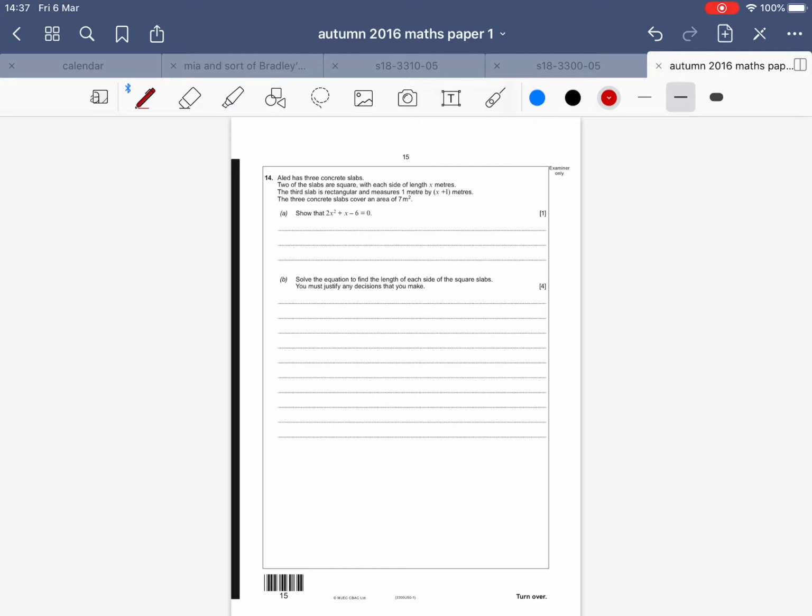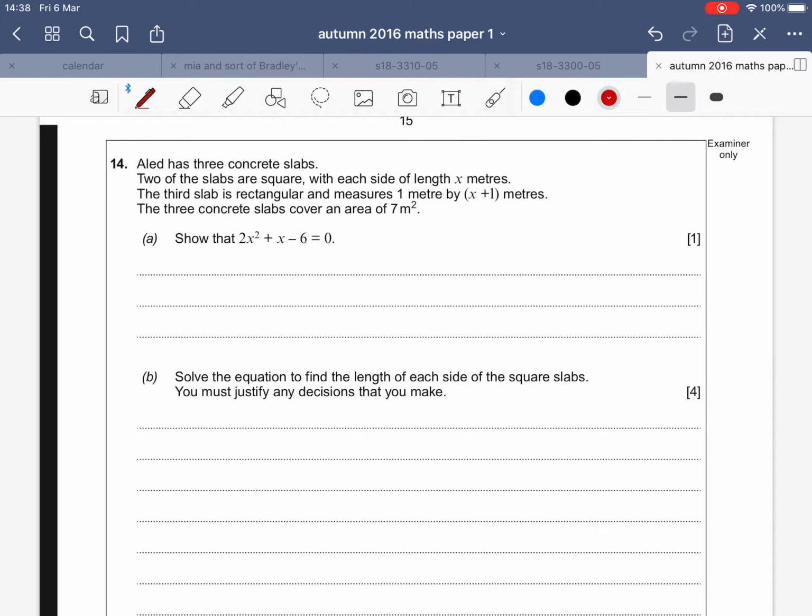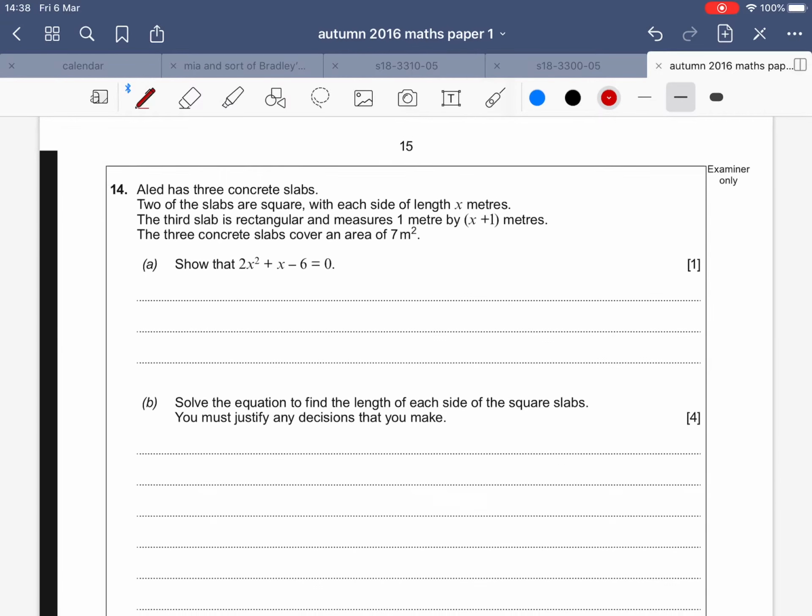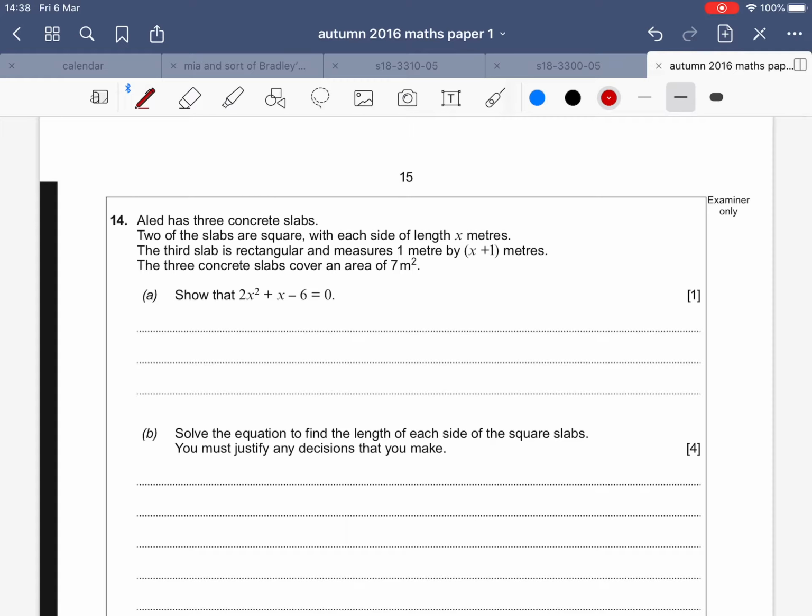Question 14. Alid has 3 concrete slabs. 2 of the slabs are square with each side length x. The third slab is rectangular, measured 1 metre by x plus 1 metres. The 3 concrete slabs cover an area of 7 metres squared. Show that. Right, they love to do questions like this. We did it literally today. So you've just got to prove that that is the case.